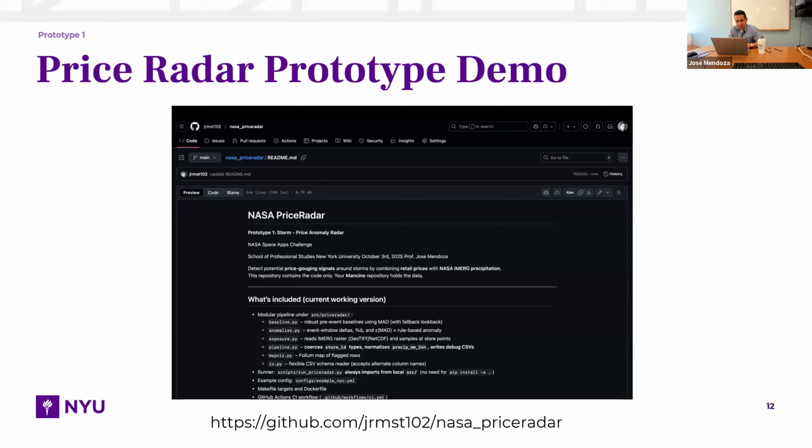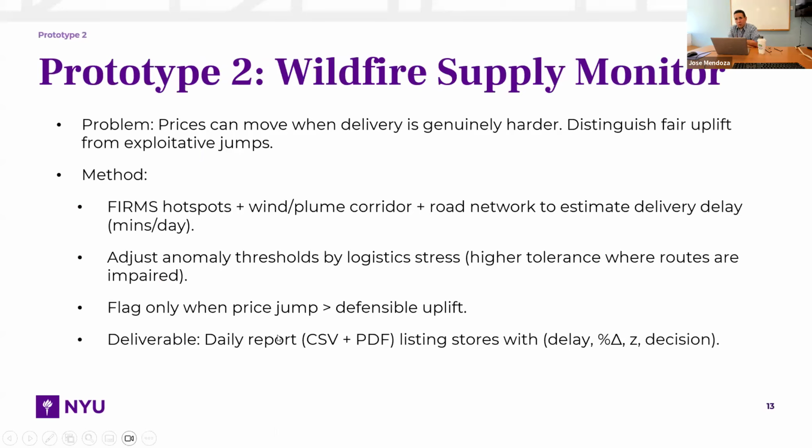And prototype number 2 works very similar to prototype number 1, but in this case, the trigger for an alarm will be the hotspots. Also, it's called the wind plume corridor, which is the smoke that is being created, but also the roads being blocked, and that's to estimate what is called stress in the supply chains.